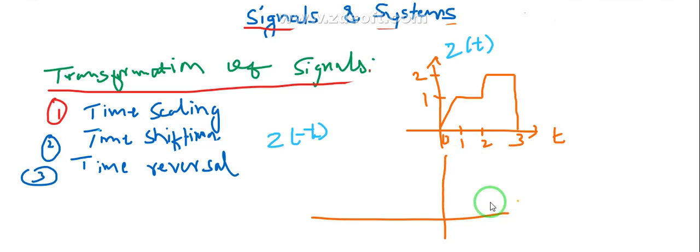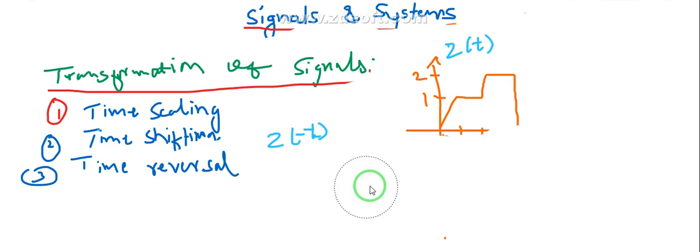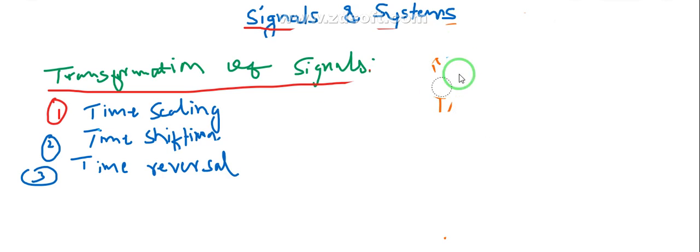You will draw it like this. Same signal, it is just written with a minus sign. You write minus 1, minus 2, and this has minus 3. The amplitude remains constant. This is about the time reversal operation, a very important operation. Inside the bracket, if you write minus, you have to reverse the signal, meaning mirror image. If you keep the signal in a mirror, how will it look? That is the time reversal operation.